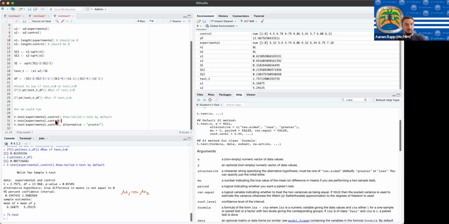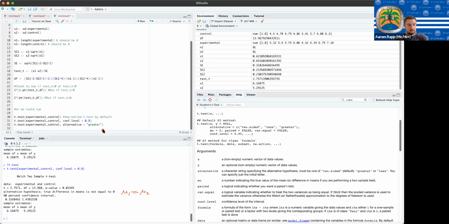So let's say if I wanted to take this and change up that confidence level. We'll see. I'll change my confidence level to, it should be decimal. We're going to check. So 0.9 or 90%. And notice that it still reports everything else, but now the confidence interval that it reports is a 90% confidence interval.